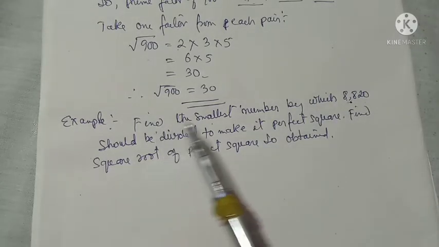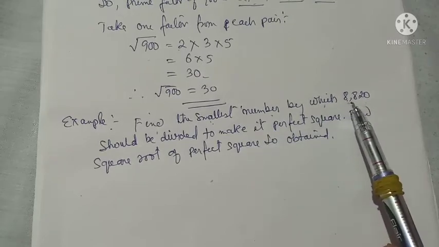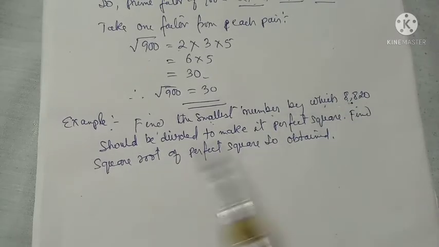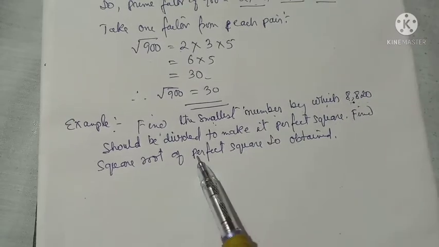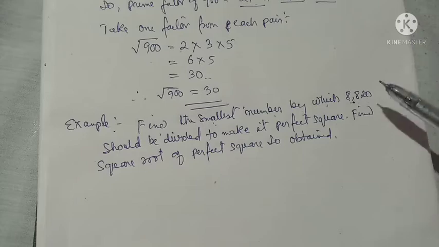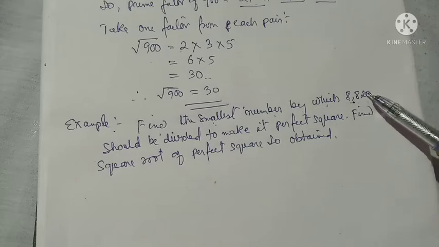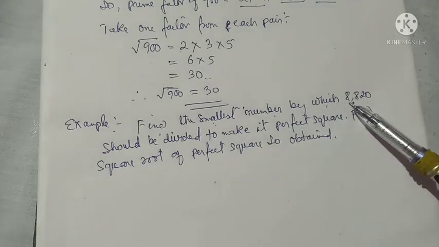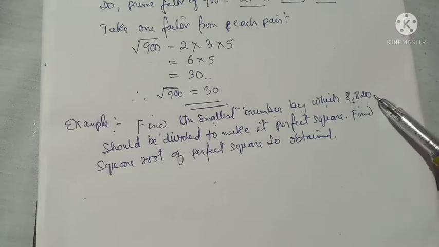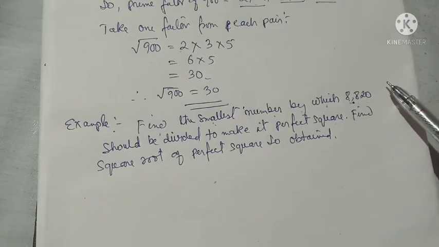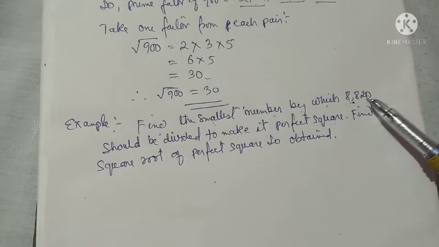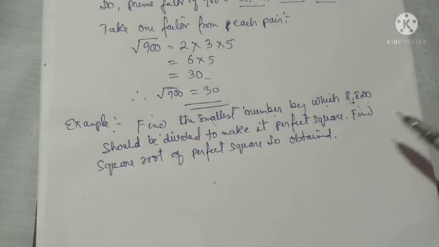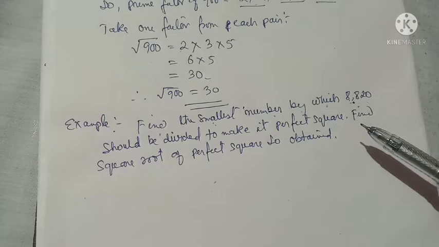Find the smallest number by which 8,820 should be divided to make it a perfect square. Find the square root of the product so obtained. Now we are going to find the smallest number by which 8,820 should be divided to make a perfect square. When 8,820 is divided by that number, we will get a perfect square. And again, we have to find the square root of that perfect square.